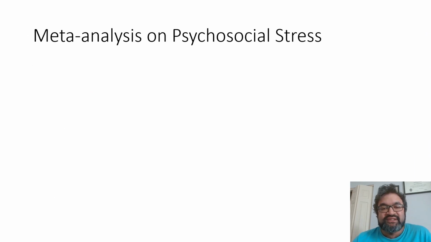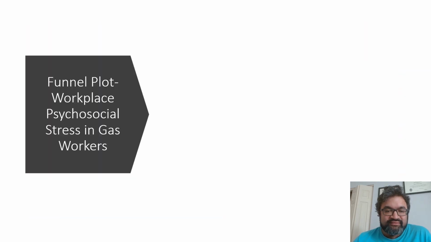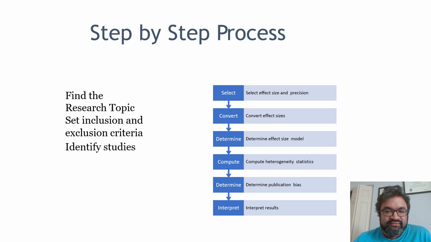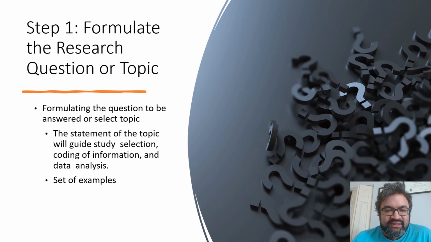So, the meta-analysis on psychosocial stress. So here is how to do a research topic, and I've put a lot of flowcharts in here, so you can go over this on your own. Step one, and I'm going to go into this in a bit more detail. Step one is to formulate the research question or topic. So formulating the question to be answered or selected topic. The statement of the topic will guide study selection, coding of information, and data analysis.